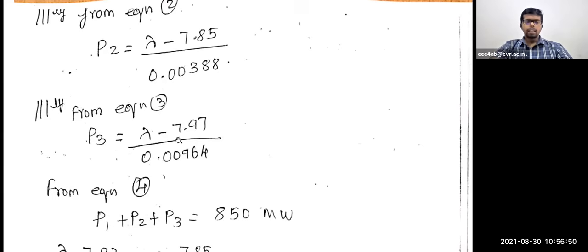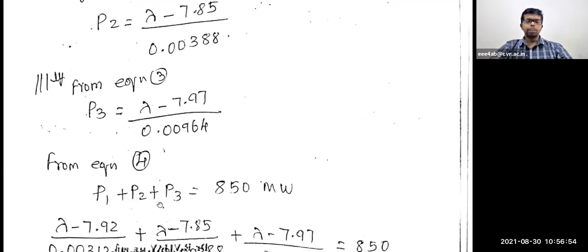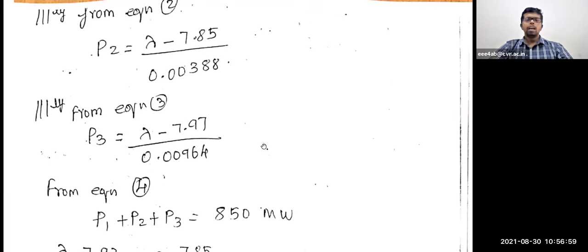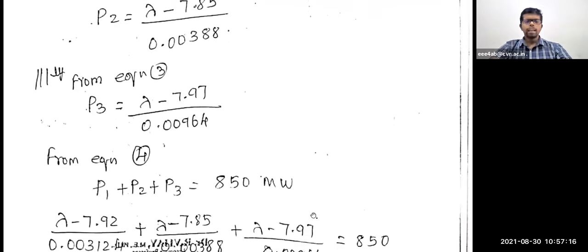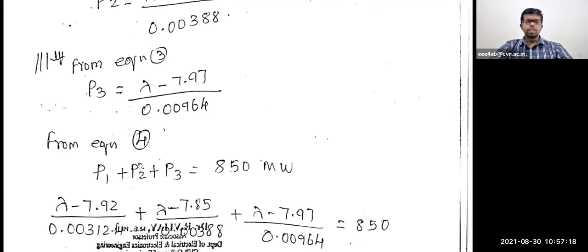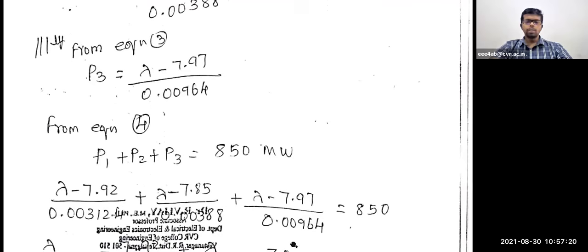Okay. So from equation number 4, we already have P1 plus P2 plus P3 is equal to 850. What we need to do is substitute equation numbers 5, 6 and 7 in equation number 4, or otherwise substitute P1, P2 and P3 in equation number 4 over here. Okay, after substituting, this equation becomes like this.